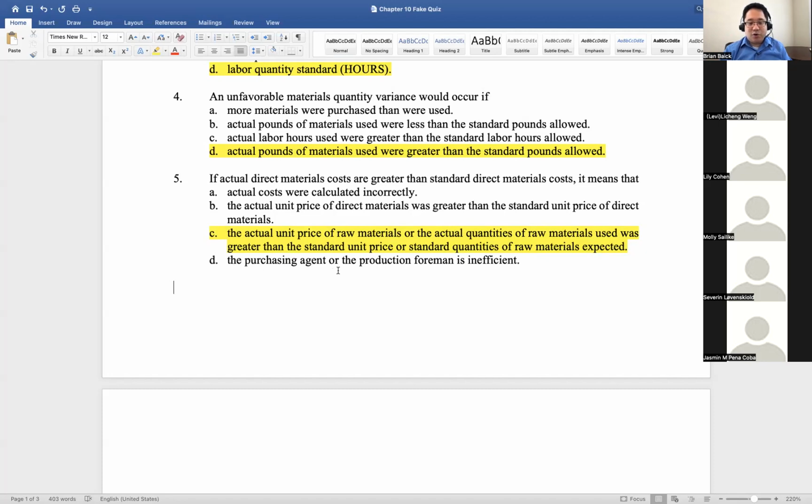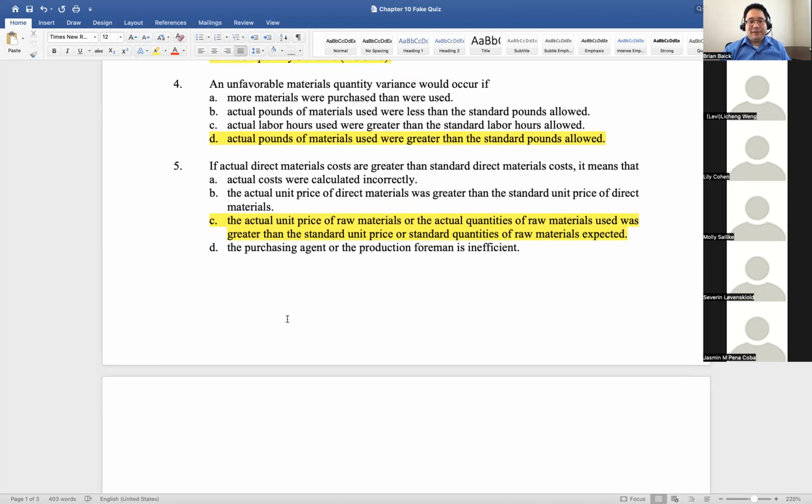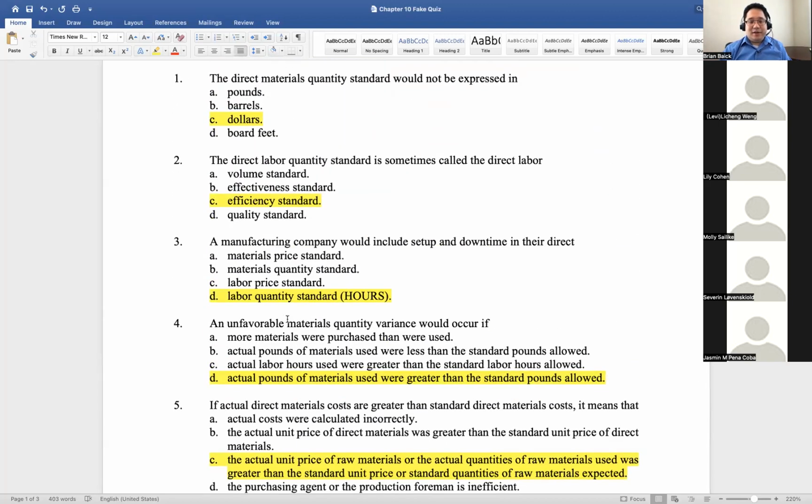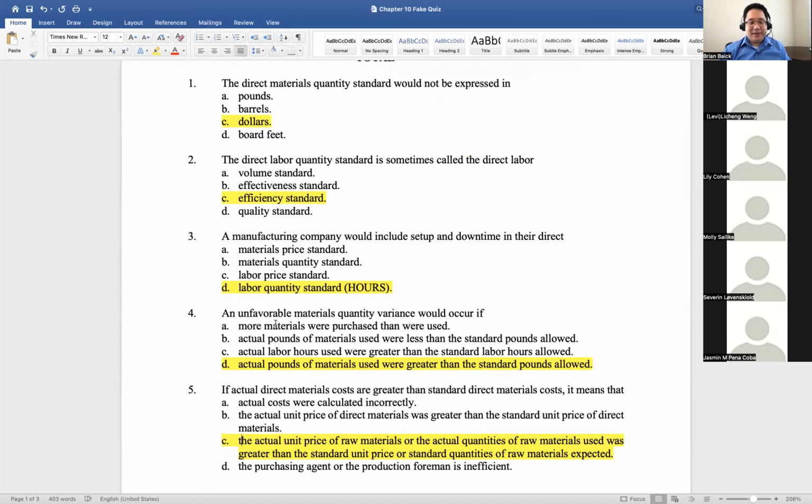D says the purchasing agent or production foreman is inefficient. Maybe, maybe not, right? The best answer is definitely C. B is okay as an answer. That's partly correct, but the best answer that explains all the possibilities why you're actually spending more money than you thought you would is definitely answer C. Okay, so the answers are C, C, D, D, C. But does anybody have any questions about 1 through 5?